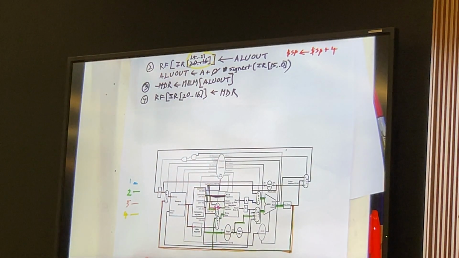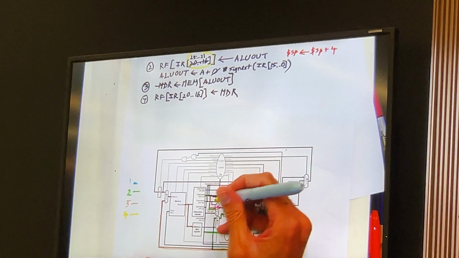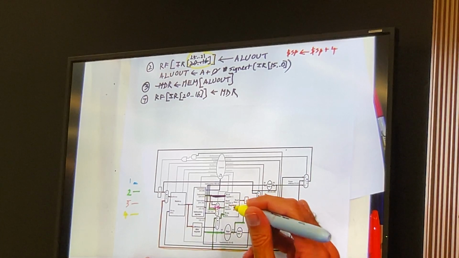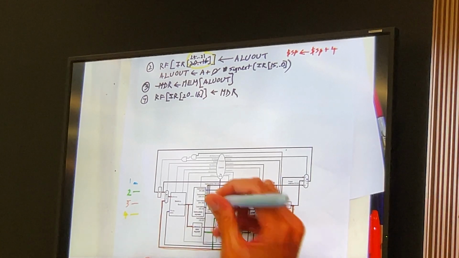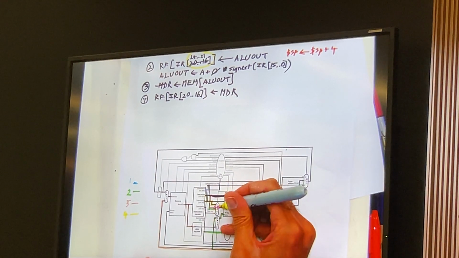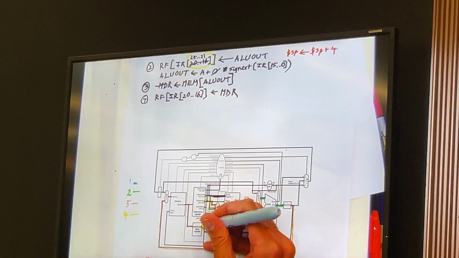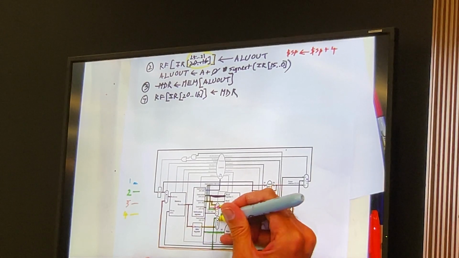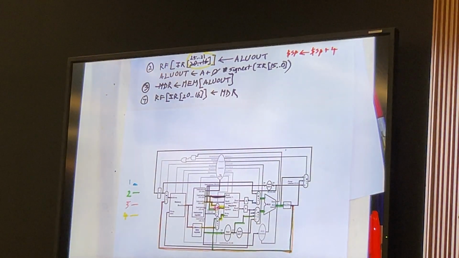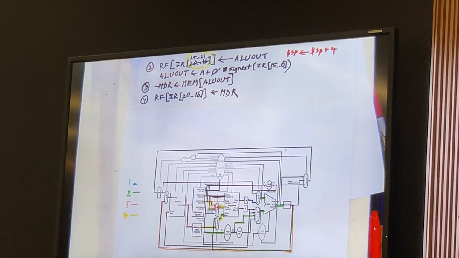RF of IR 20 to 16. That's the MDR. So that's this one. MDR goes here. So that's how we would trace it out. Again, I'm not sure that this is really going to help you a whole lot.